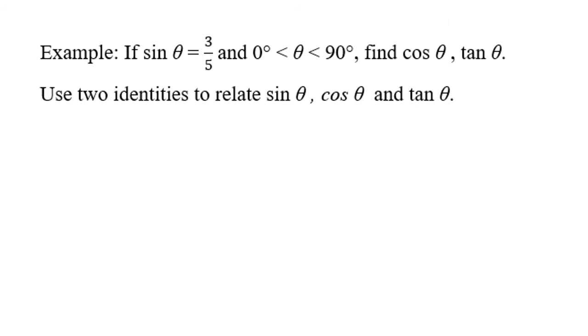So here's our first example. We have sine theta equals 3 over 5, and theta is between 0 and 90 degrees. They want us to find cosine and tangent. Whenever you encounter these problems, you need to keep in mind that the first part that they give you tells you what a trig ratio is, and that's going to get you your value.